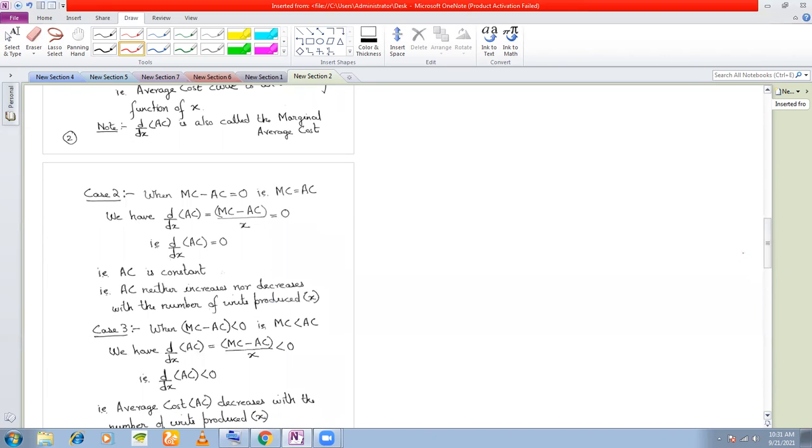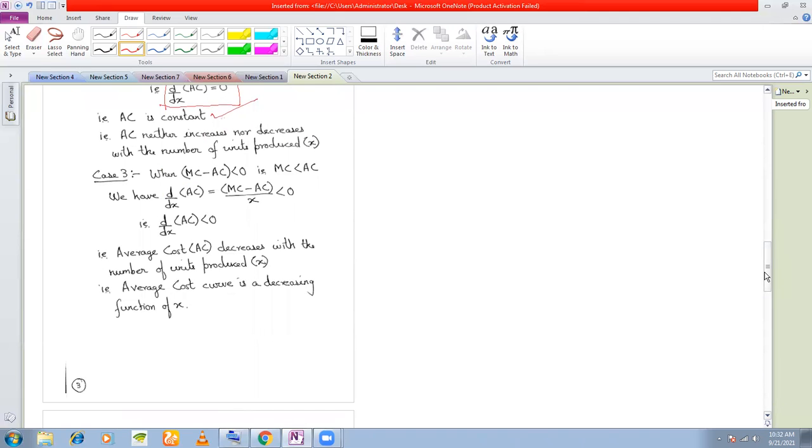Next, if MC minus AC is equal to 0, that is, marginal cost is equal to average cost, then what happens? The derivative of the average cost becomes 0. And if it becomes 0, that means the average cost is a constant. Only then can the derivative be 0, right? So average cost is constant. If the average cost is constant, it means that no matter how many units you produce, average cost remains the same. The cost per unit does not vary much. That means if you are producing, let's say, 50 units, and you now increase your production to 70 units, 80 units, the average cost remains the same, constant. Okay, this happens only when marginal cost is equal to average cost.